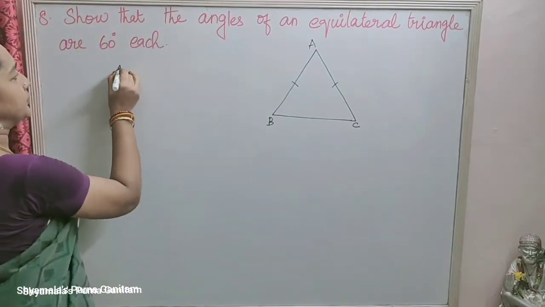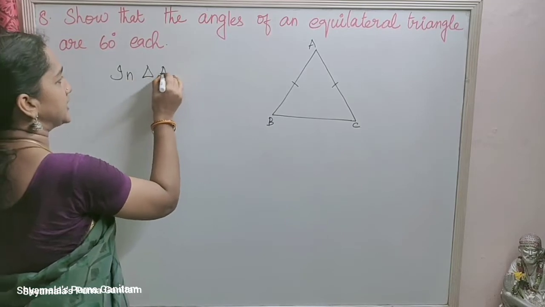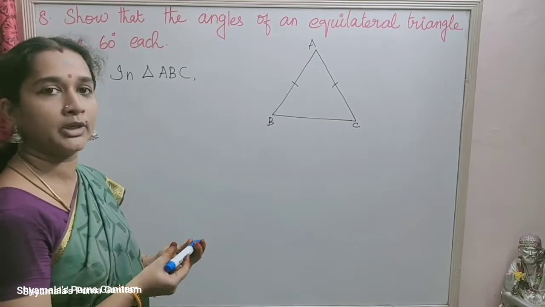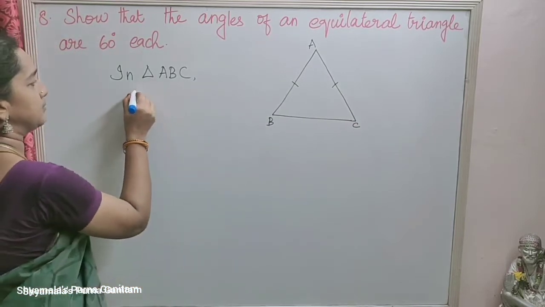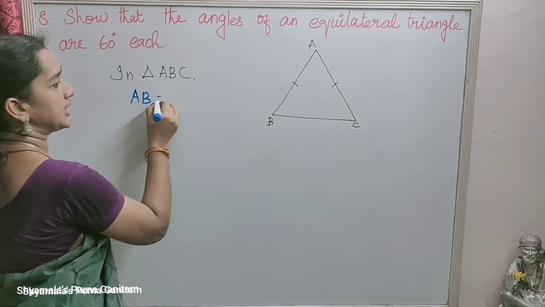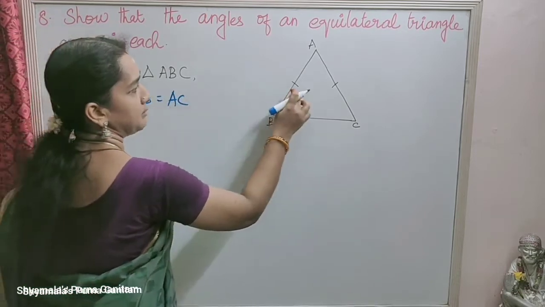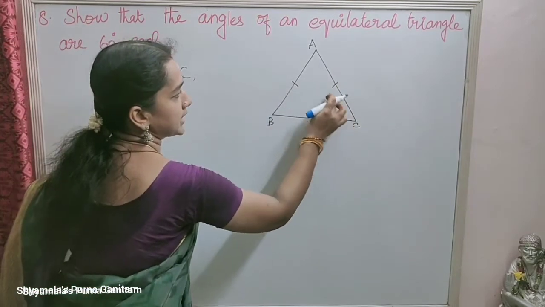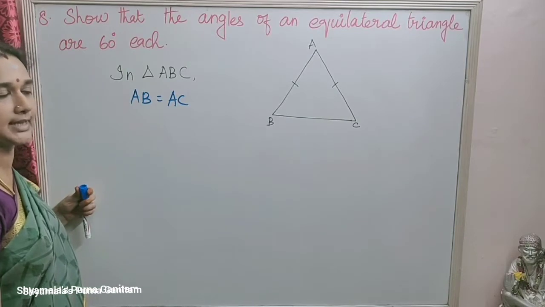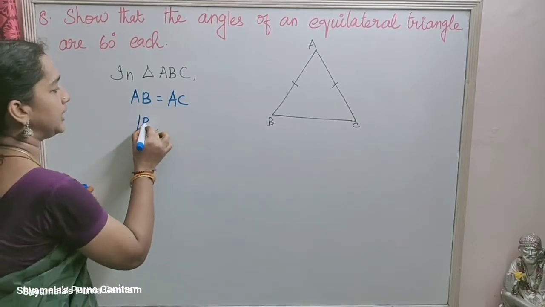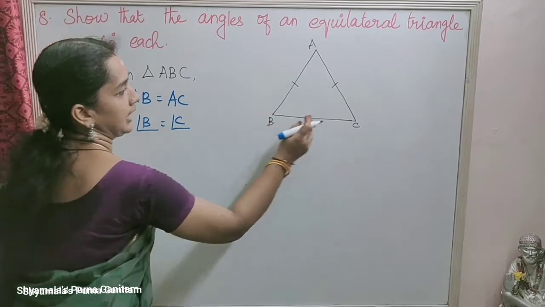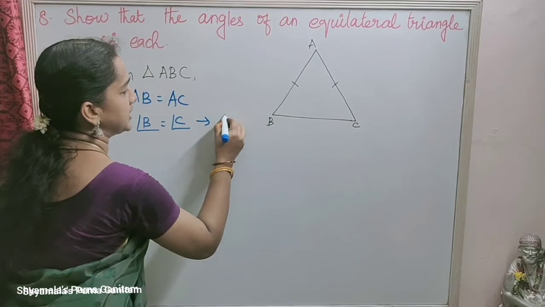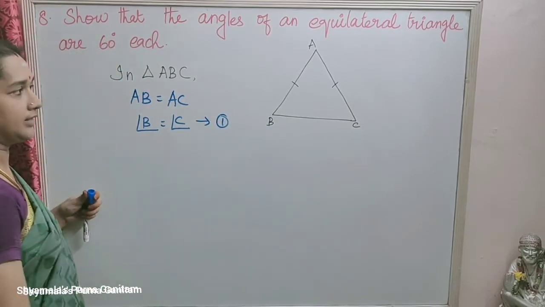Okay. So in triangle ABC, AB is equal to AC. Since AB is equal to AC, the angles opposite to the equal sides are equal. So angle B is equal to angle C. Okay, so this one we will take as the first equation.